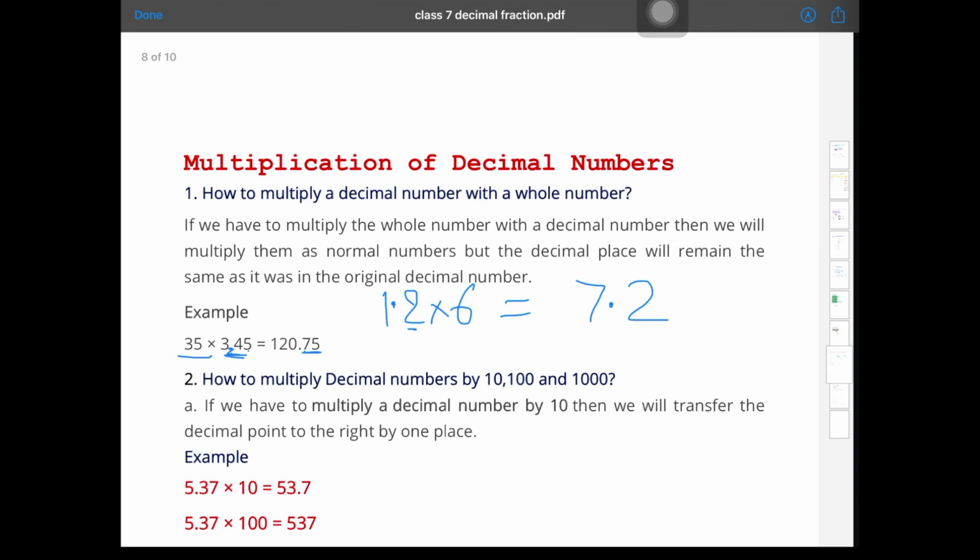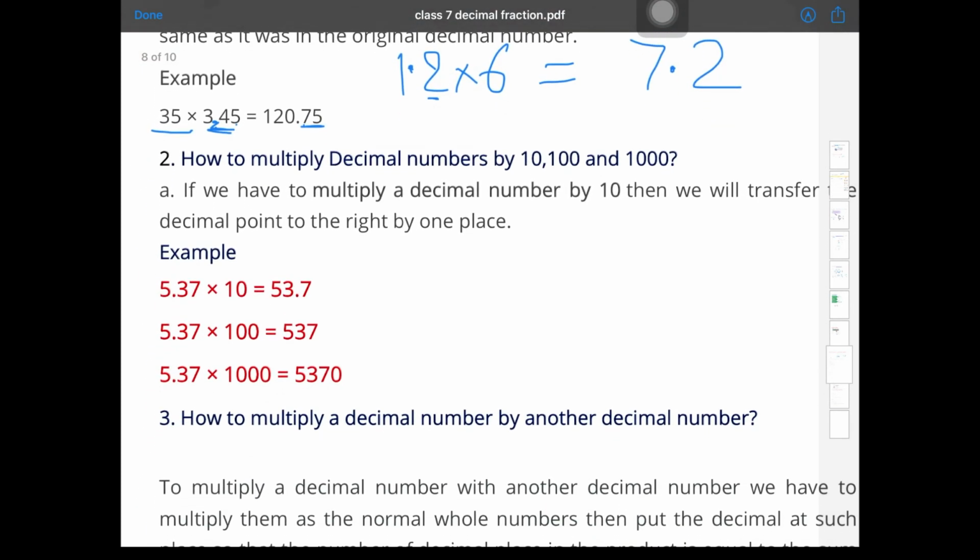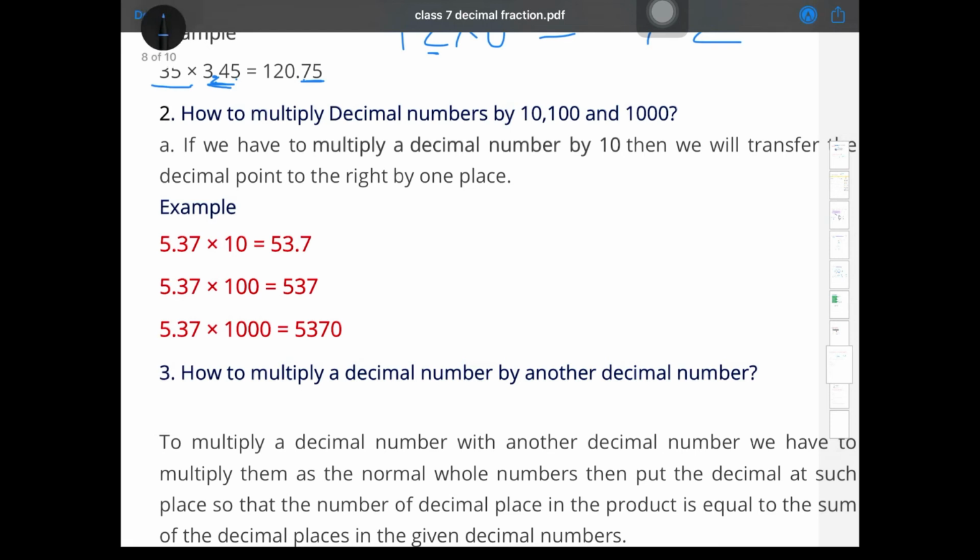Now the next thing is how to multiply with 10, 100 and 1000. This is also very simple. Suppose you have 5.37 and you have to multiply with 10. Just multiply it, so it will be 5370, and then give the point before 2 digits. So this is 53.70. If you have to multiply with 100, it will be 53700, with the point before the 2 digits because it was before the 2 digits. So this will be your answer. The same way you can multiply with 1000 as well.